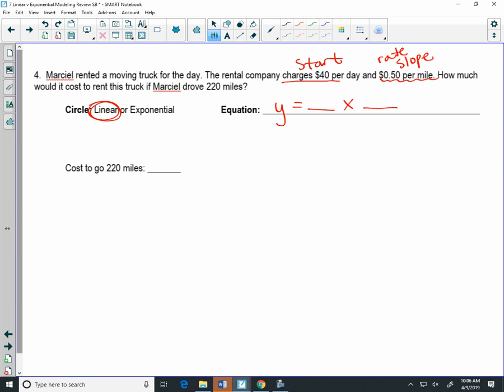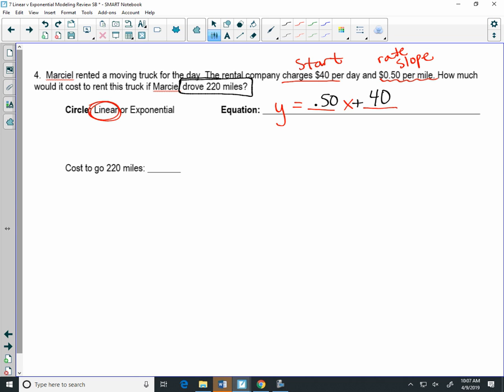Okay, so our starting value is going to be $40. That's where we're starting. That's how much that rental company is going to charge a day. Then on top of that, we're adding 50 cents per mile. Make sure you get your decimal in there. There's our 50 cents for every mile that goes by. Now we have an additional question that goes along with this. How much is it going to cost to rent the truck if Marcel drives 220 miles?